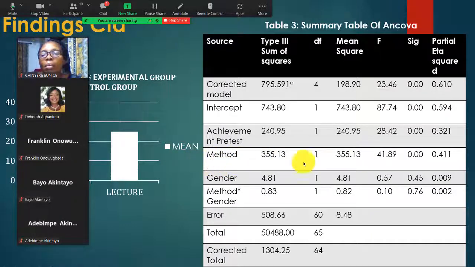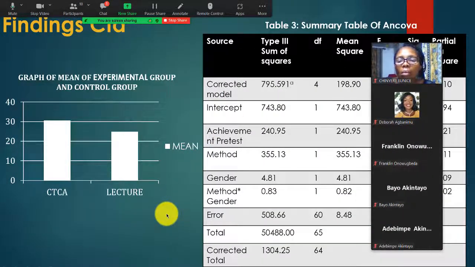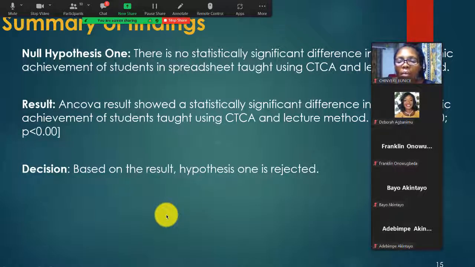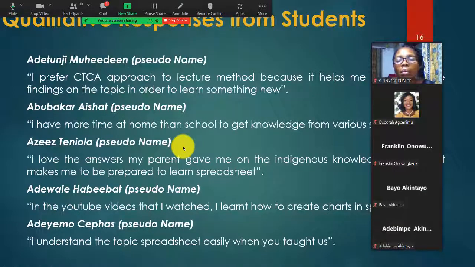You can see the variance associated with method gives an F of that. Gender, we didn't find any gender difference. Also, the gender by method interaction did not come out to be significant. So the hypothesis that we posed, we found a statistically significant difference, making us reject the null hypothesis. This is because we had it as experimental and qualitative mixed methods.